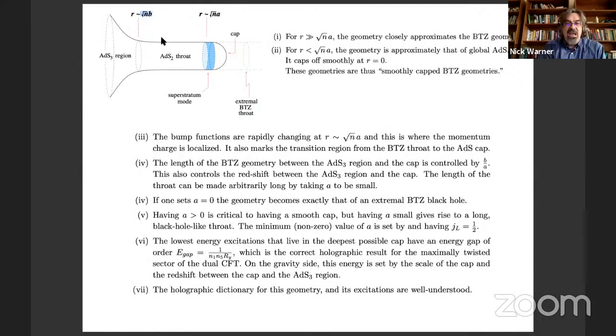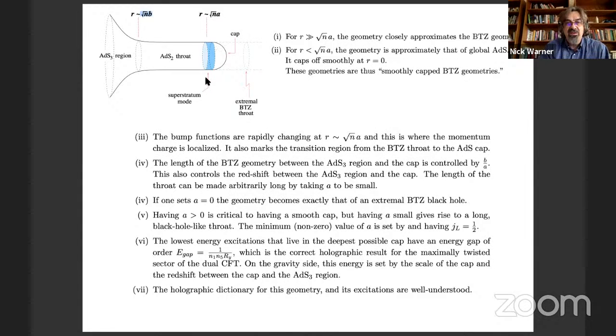And if you put A as 0, you wind up with the BTZ metric on the money. So this is a sort of singular limit of the superstratum, but it is exactly extremal BTZ. But to have a smooth cap, you've got to have A positive, but there's a minimum value. It's controlled by J left, and if you quantize J left, the minimum value is half. And if you do that, you find a huge redshift between here and here.